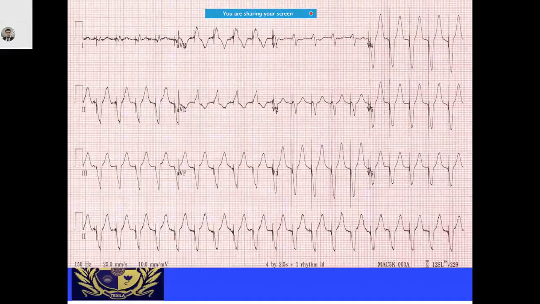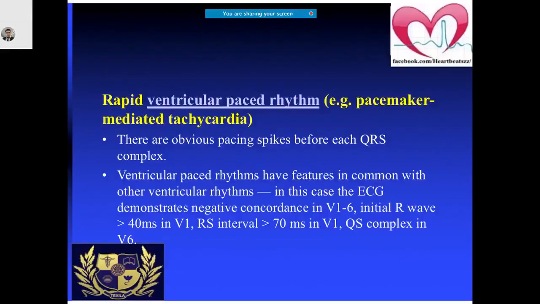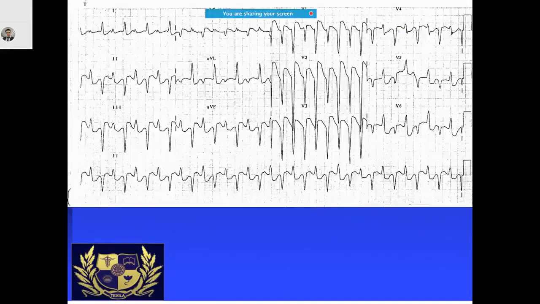And finally, the QS complex in V6 is present. So what it signifies is this is pacemaker mediated tachycardia. So the origin is happening from the right ventricle and it is a paced rhythm, isn't it? So that's why. Do you understand? So that's why it is called an RV paced rhythm. You can call it a pacemaker mediated tachycardia.